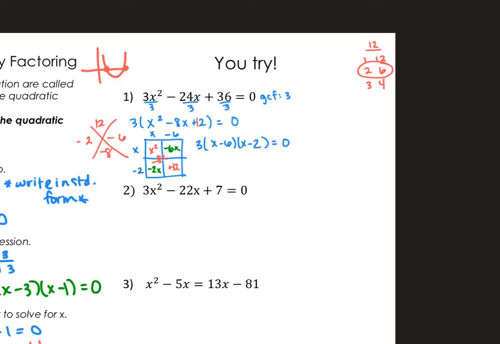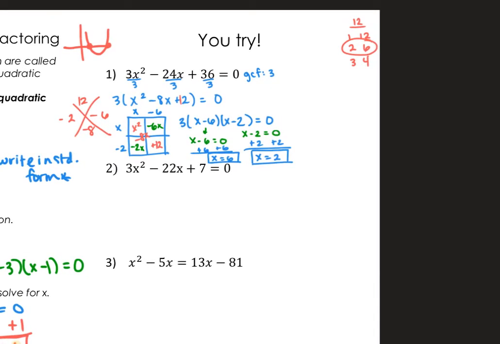Now once it's factored, we're going to use zero product property. In this case, we know that 3 can't equal 0 because 3 is just 3. So we're basically going to ignore the 3, and we're just going to set these factors equal to 0. So x minus 6 equals 0, and x minus 2 equals 0. Solving, add 6. So x equals positive 6. And then same thing here, we're going to add 2. So x equals positive 2. Once you have your solutions, you should plug them back into the original equation just to make sure that they work.